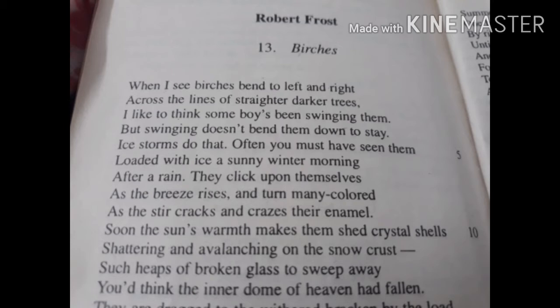And turn many colored. Now, why do the trees turn many colored? See, first it was green, then it became white due to ice, and then it becomes multicolored. Why? Due to the sun falling on them. The sun rays cause a lot of colors to be created on the enamel of the trees. As the stir cracks and creases their enamel.